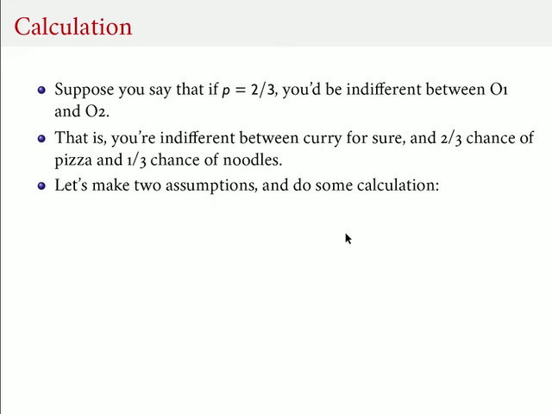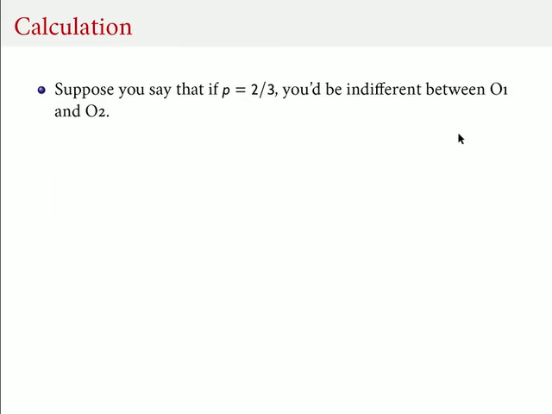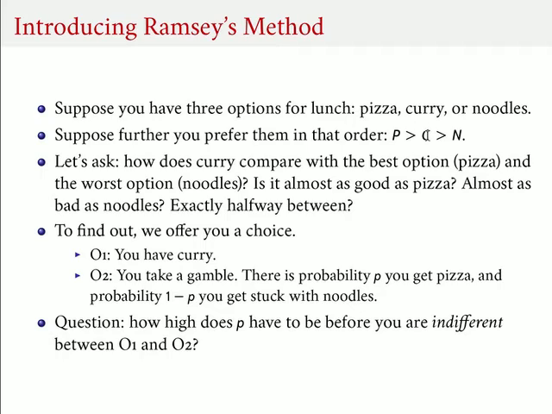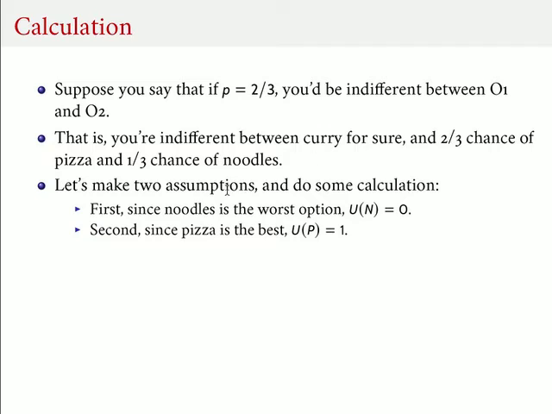Okay, so what we're interested in is simply the relative goodness of curry to pizza versus noodles. Okay, and since we're interested in assigning a number which tells you how much closer to the best option curry is to the worst option noodles, we can simply stipulate what the best and the worst option will have as their utility. And we'll do a simple stipulation where we'll say the worst possible outcome has utility 0, and the best possible outcome has utility 1.